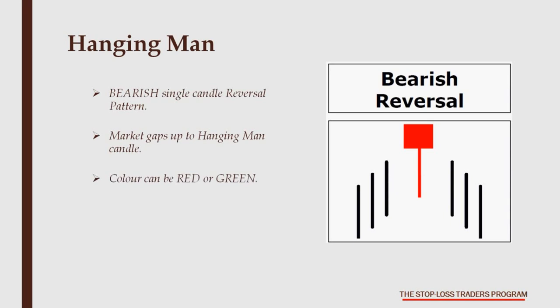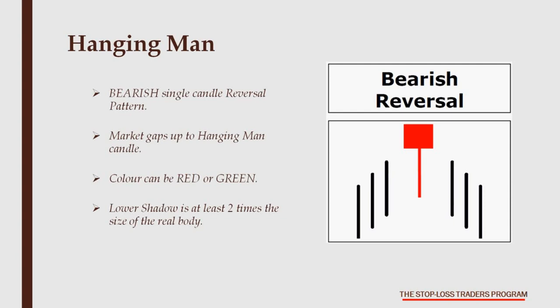Color can be red or green. Red is more bearish than green because it is a bearish reversal candlestick pattern. Lower shadow should be at least twice the size of the real body, and there shouldn't be any significant upper shadow. Everyone clear with this, the structure?